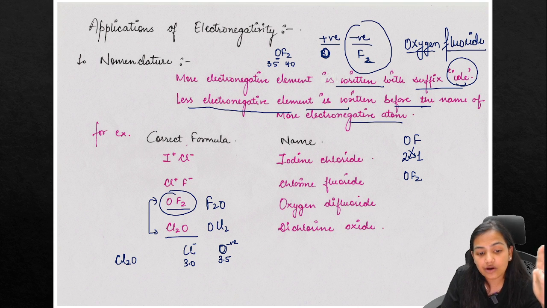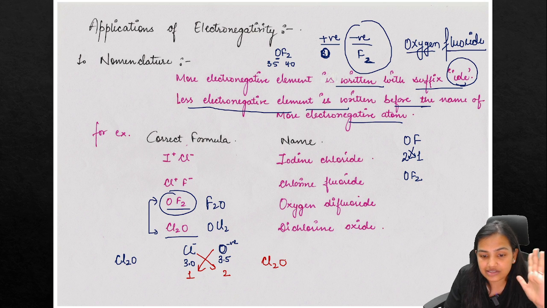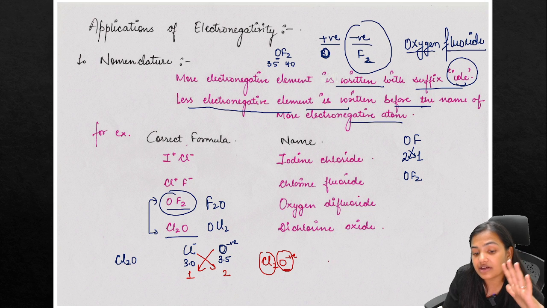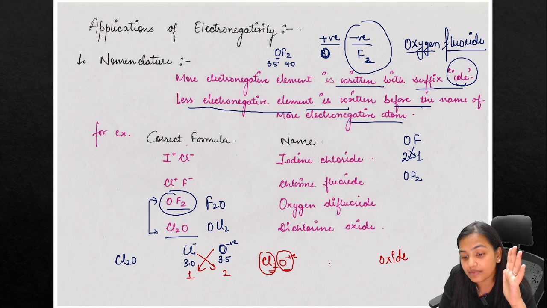So the formula will become ClO. The valency of chlorine is 1, the valency of oxygen is 2. So when you do the cross multiplication, this comes out to be Cl2O. So this is the way. This is less electronegative and this is more electronegative. So now how to name it? Whenever you have an electronegative species, you have to put "-ide". So I will be writing this as oxide, and the chlorine will remain chlorine.